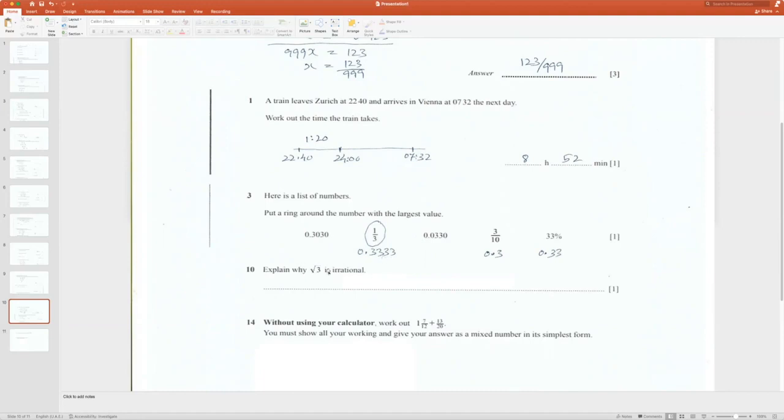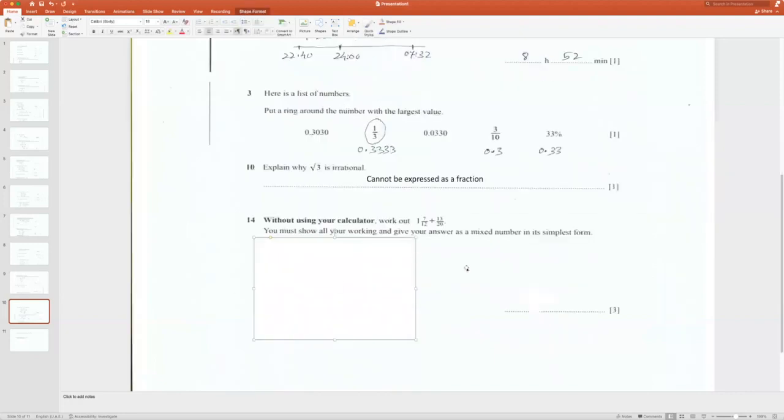Explain why root 3 is irrational. Why is it irrational? We cannot write this 3 as a square number. It cannot be expressed as a fraction or otherwise. We cannot write this as a square root.